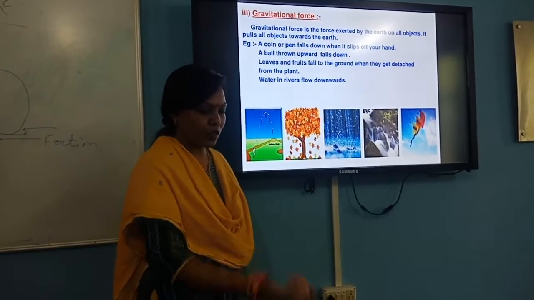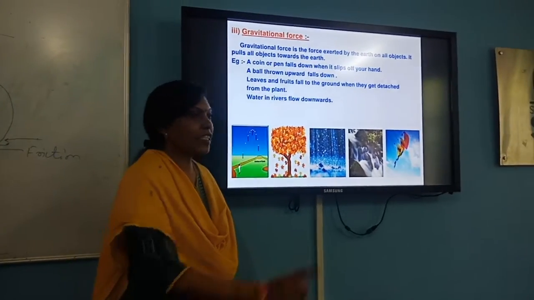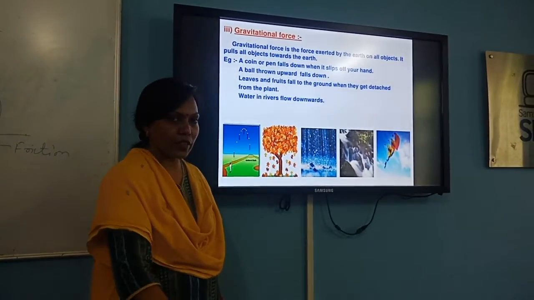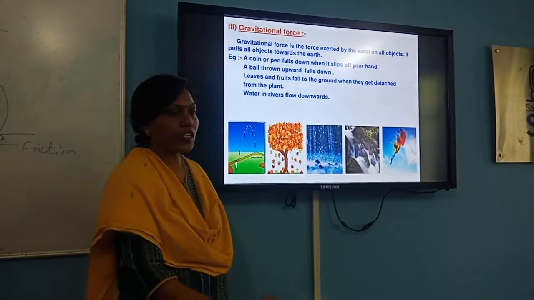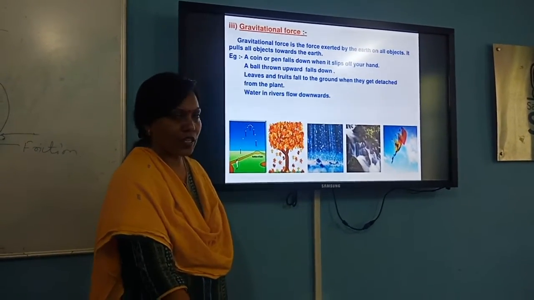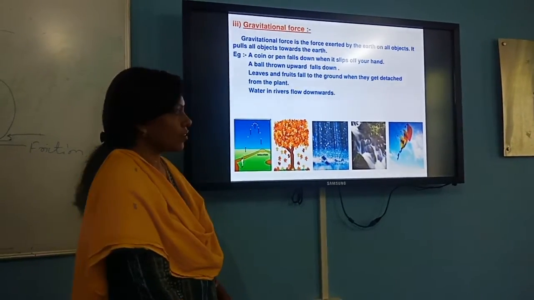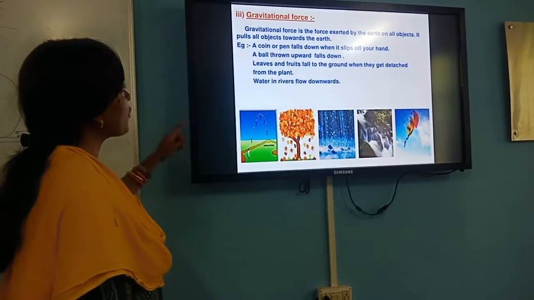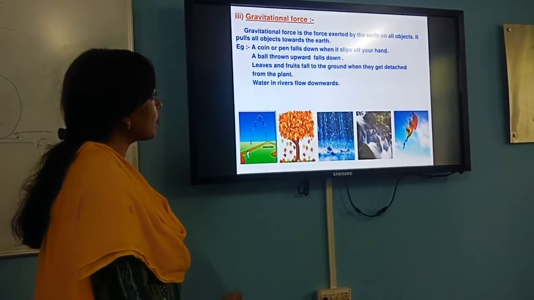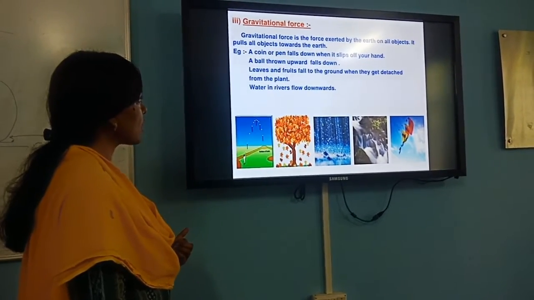When we throw a ball upward, it does not keep going upward, it comes downward. It means the earth exerts a force on the ball, so the ball goes downward. Earth pulls the ball. This force is the gravitational force. Gravitational force is the force exerted by the earth on all objects. It pulls all objects towards the earth.